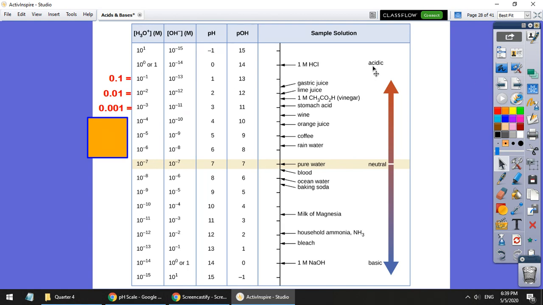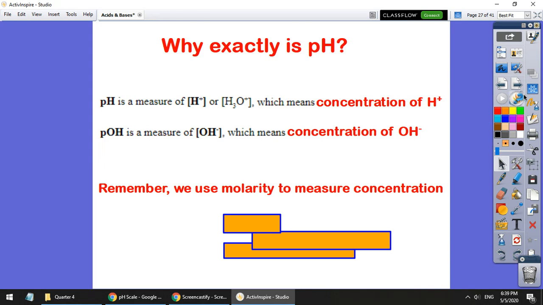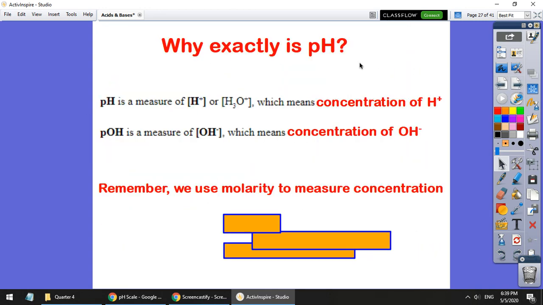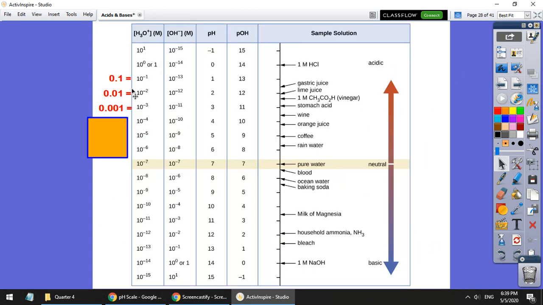And that makes sense because acids should have a high H plus concentration, right? We know that acids dissociate in water to make an H plus ion and also an anion. So even though 0.1 is a pretty small number, it's a lot bigger than these numbers down here. And a 0.1 molar acid is actually a really strong acid.